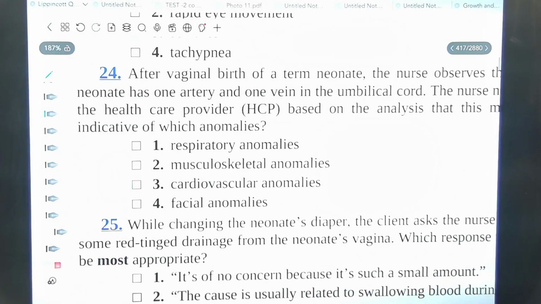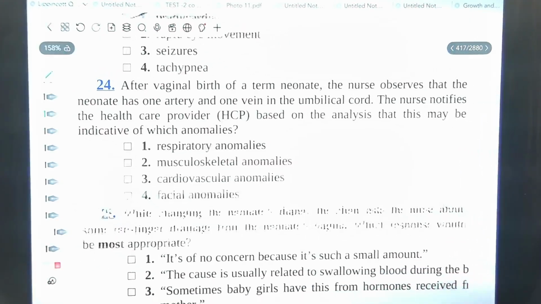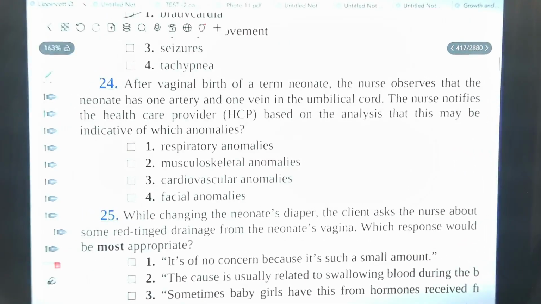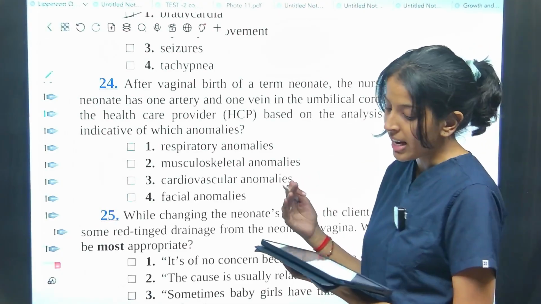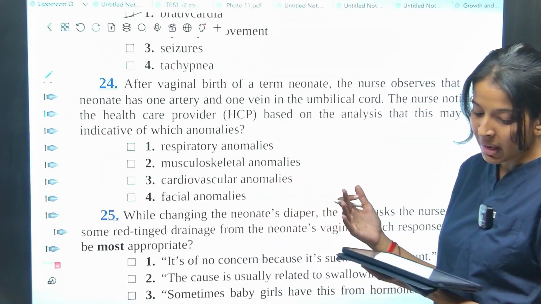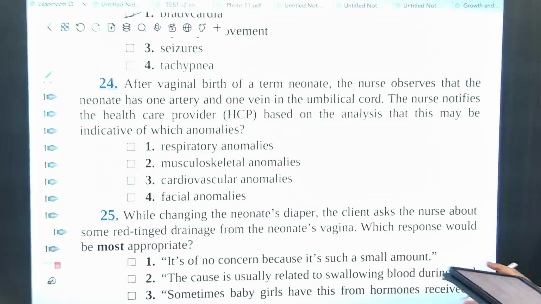Now next question 24. After vaginal birth of a term neonate, the nurse observes that the neonate has one artery and one vein in the umbilical cord. The nurse notifies the HCP based on analysis that this may be indicative of which abnormalities? Choose the right response.